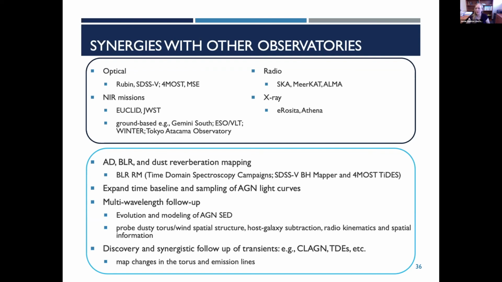Short has a question in the Zoom chat, which says, the hot graphite dust is also needed to explain most of the TDE dust echoes. Do you also have constraints on the AGN dust temperature from the IR colors or mid-infrared spectra?